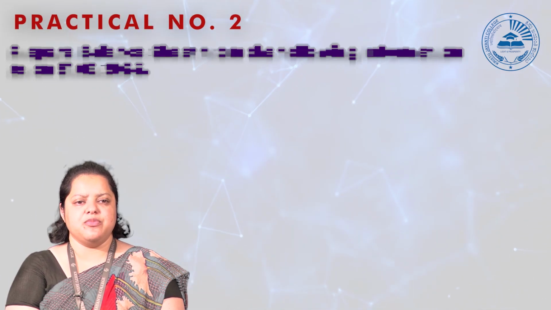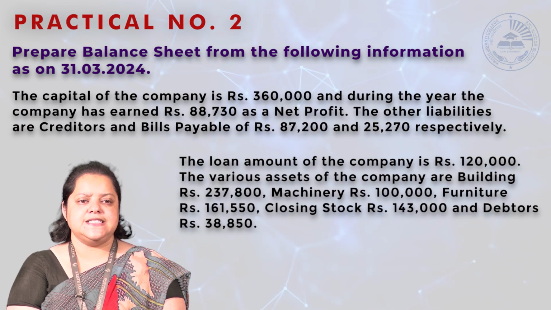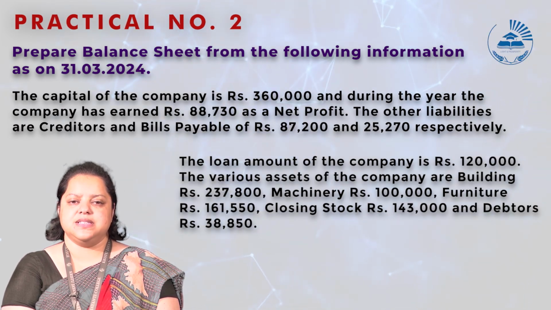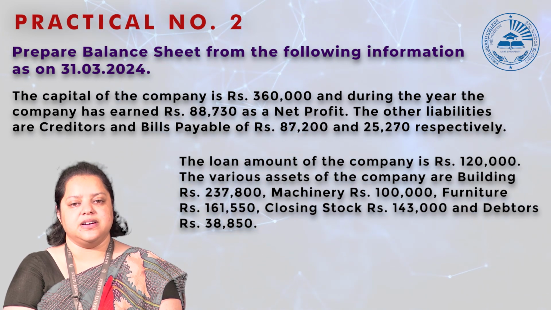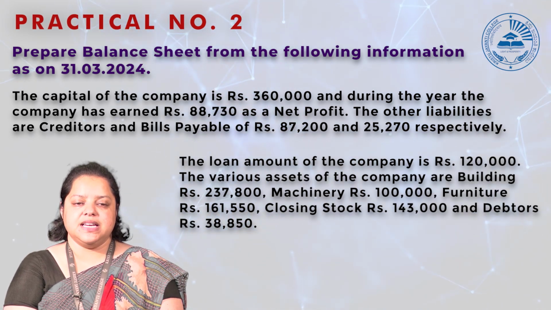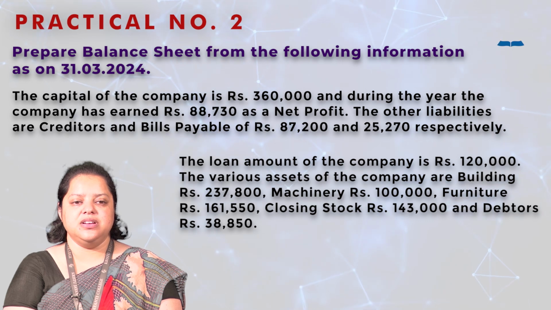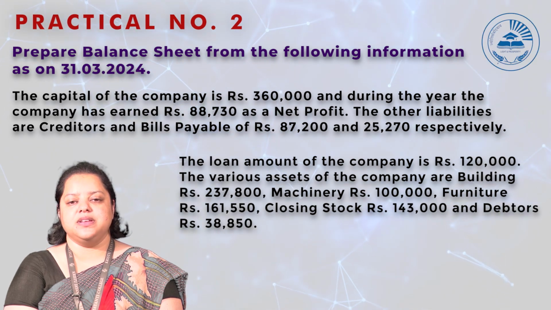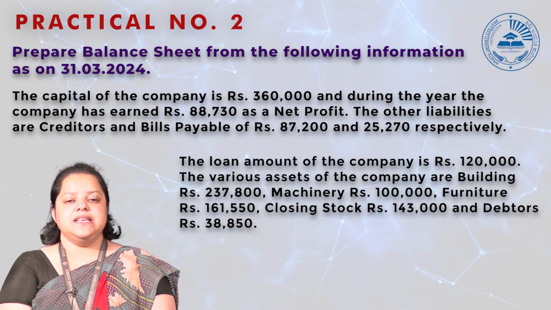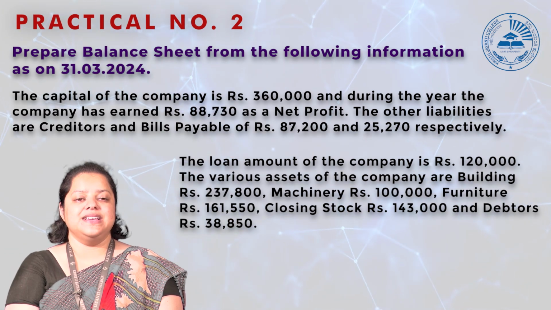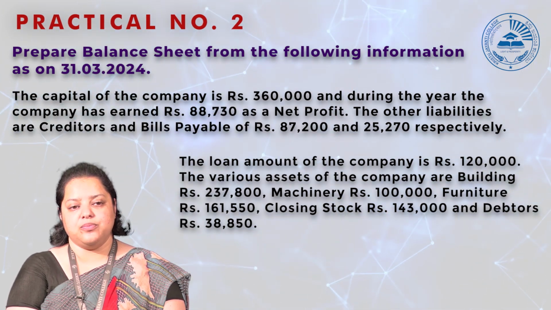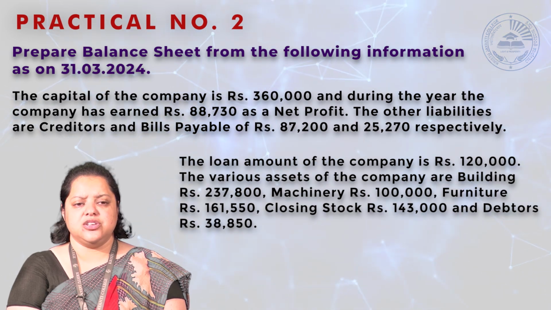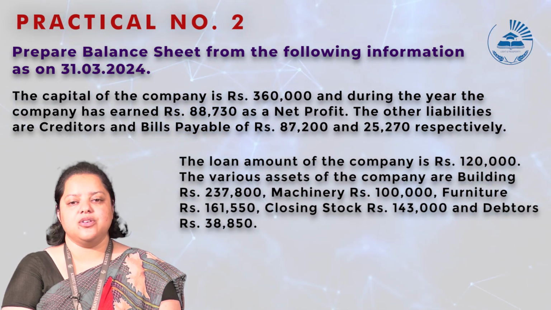In the second problem also they have given some information. It is a very easy problem. The capital of the company is 3,60,000 and the profit is 88,730. The other liabilities, creditors and bills payable, they have mentioned, and the loan amount of the company is 1,20,000. Please remember here, if the company is taking any loan from any banking company or any financial institution, it will be a liability for the company.